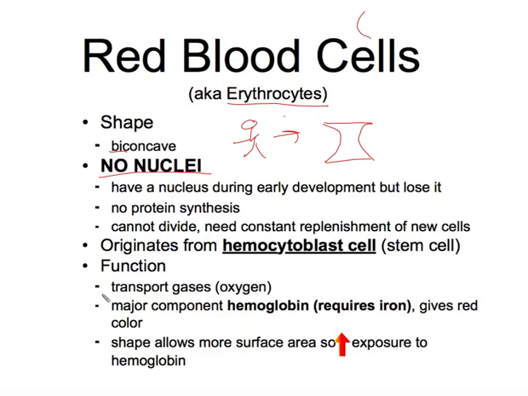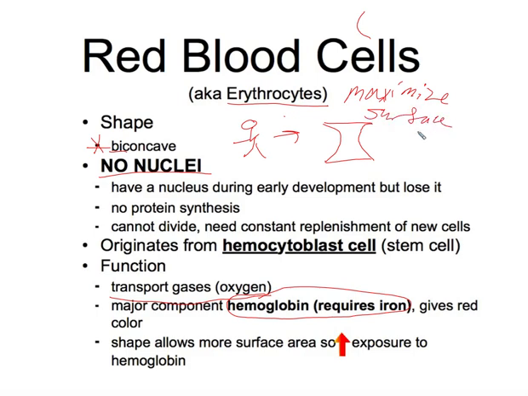So major functions of red blood cells. One, you transport oxygen. Gases, yes, specifically oxygen. The component in that is called hemoglobin. Hemoglobin requires iron, and this gives blood its color. And the reason that it has this biconcave shape up here is in order to increase the surface area to expose the hemoglobin to more oxygen. And so this is to maximize surface area. And that's why it's that structure specifically.